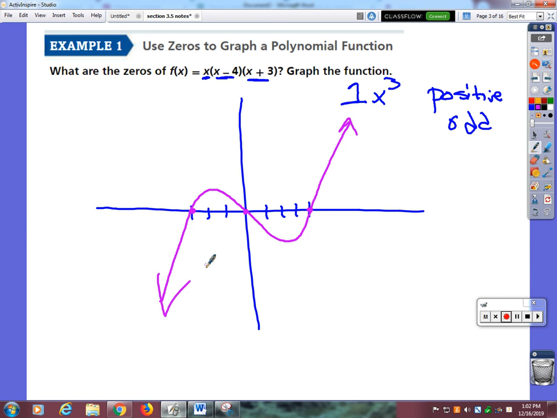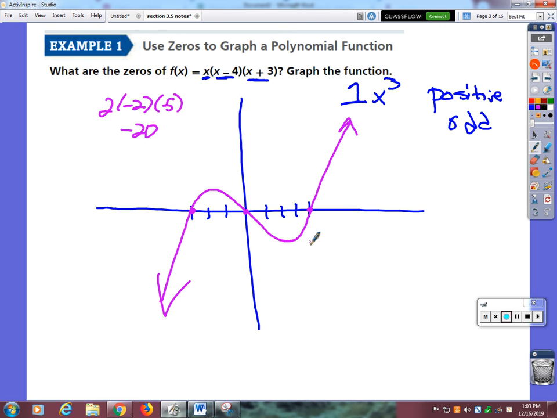All right. Notice that we're estimating a little bit because I just made these two humps a random kind of height. If I wanted to, I could take 2 and plug it in for x, and that would be 2 times negative 2 times 5, and that would tell me that that one would actually be way down there at negative 20. But just as long as we have the general shape of the graph, then we're good. Okay?